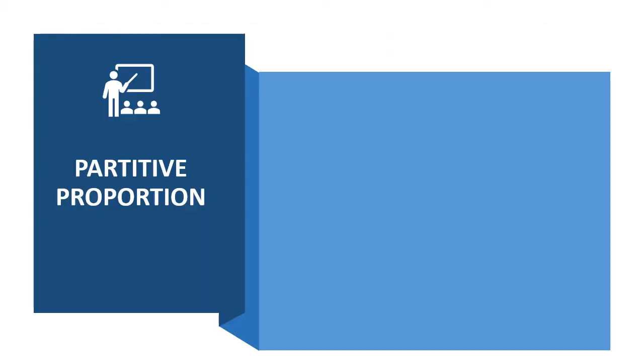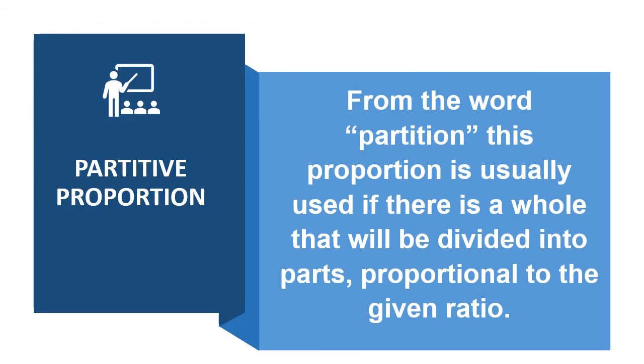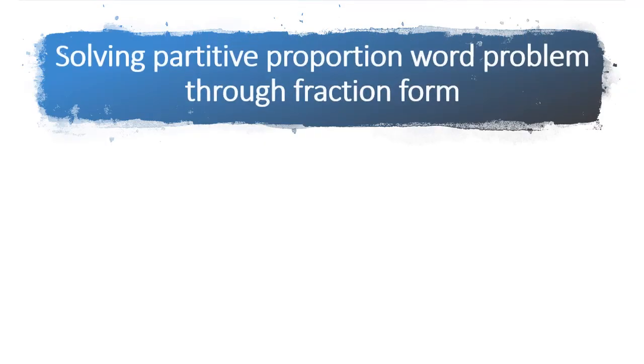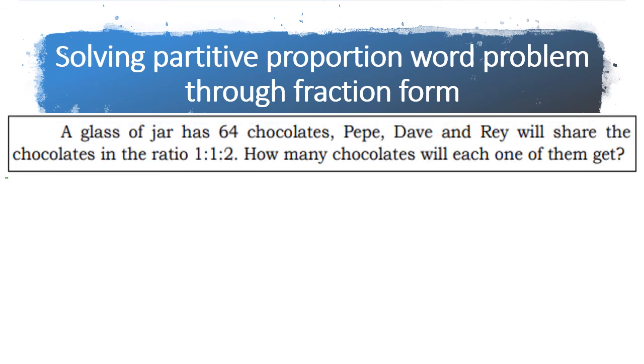Partitive proportion. From the word partition, this proportion is usually used if there is a whole that will be divided into parts, proportional to the given ratio. Solving partitive proportion word problem through fraction form. A glass jar has 64 chocolates. Peppa, Dave, and Ray will share the chocolates in the ratio 1:1:2. How many chocolates will each one of them get?